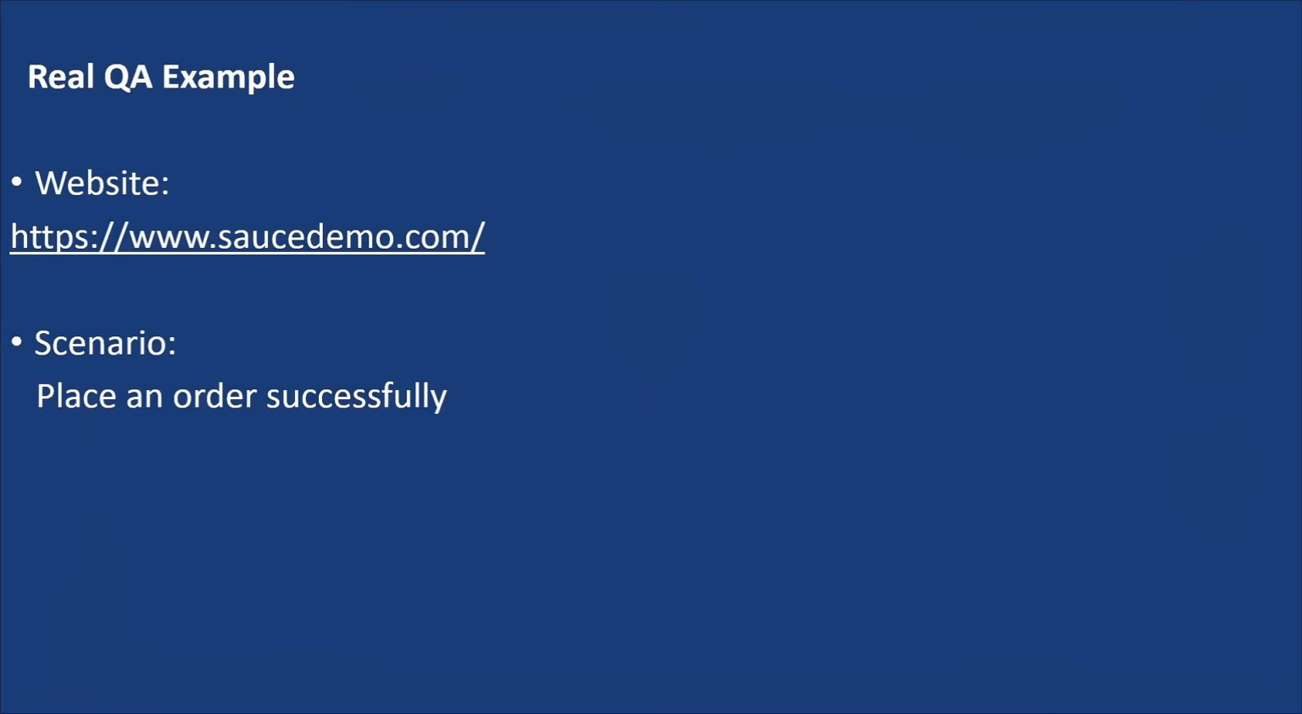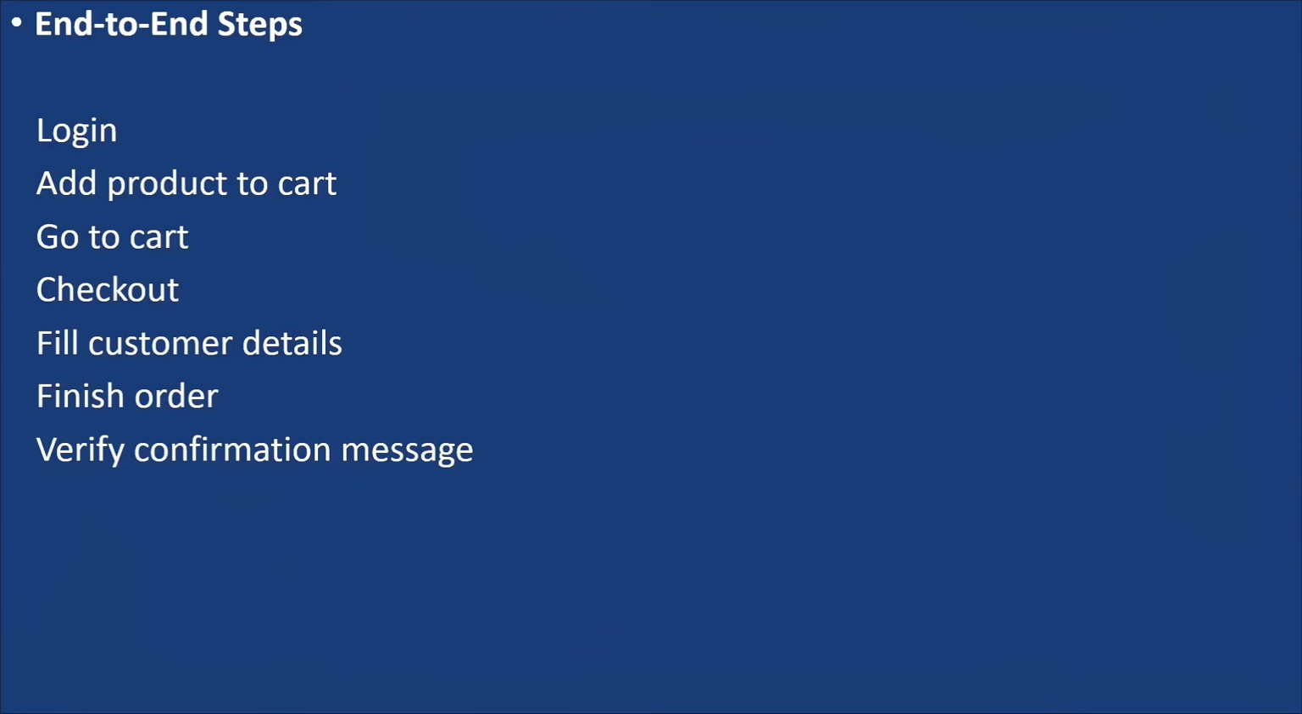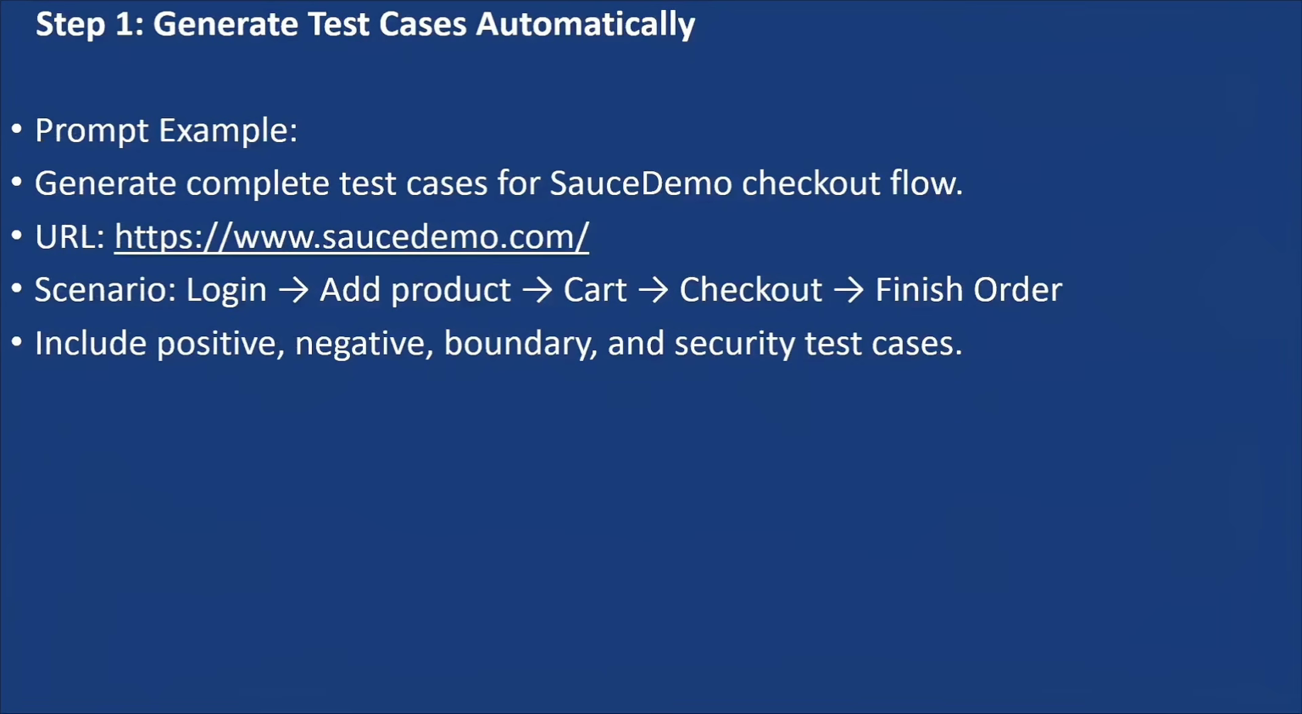So I will take a real QA example of www.saucedemo.com, and our scenario will be to place an order successfully. What steps will I follow? I will log in, add a product to the cart, go to the cart, and perform checkout, fill customer details, finish the order, and verify the confirmation message. So I will generate test cases automatically. Instead of manually writing test cases, you can ask generative AI with one prompt.